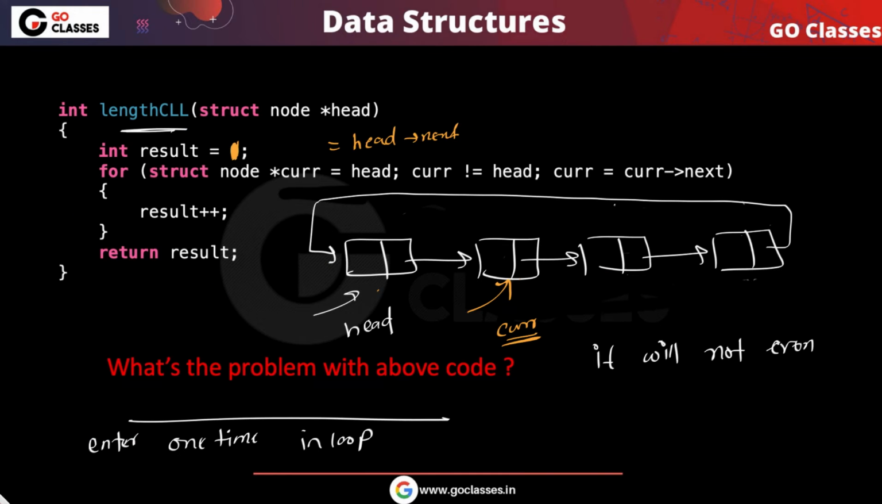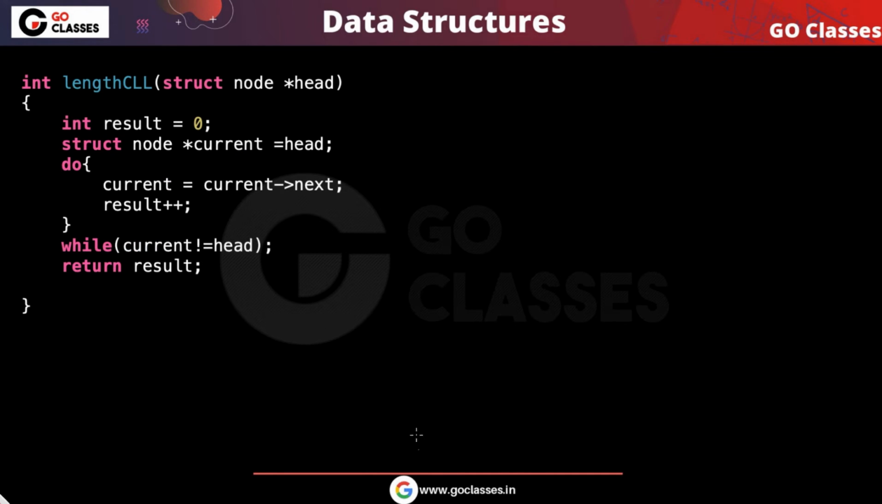So we can modify this code like this, or we can also use a do while loop to print the length, because what does a do while loop do? A do while loop says, let me first make a move and then I will be checking. So do while loops are actually popular in these cases. See, let me just draw a circular linked list and let me tell you how it works on the length.